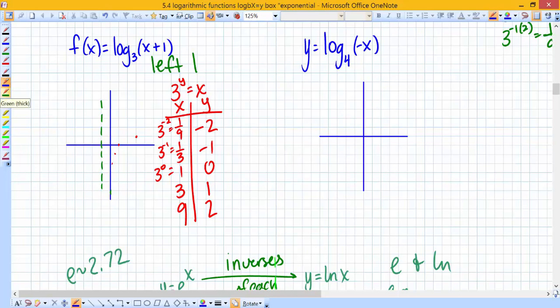Now let's move all of these points. I'm going to use green for this. Let's move all of these points left 1.